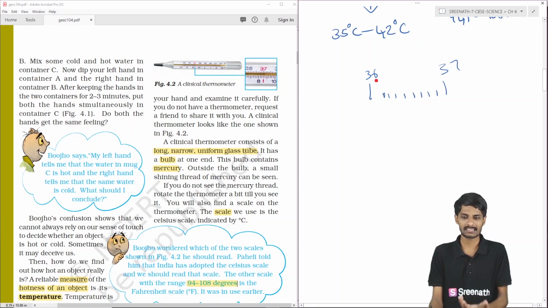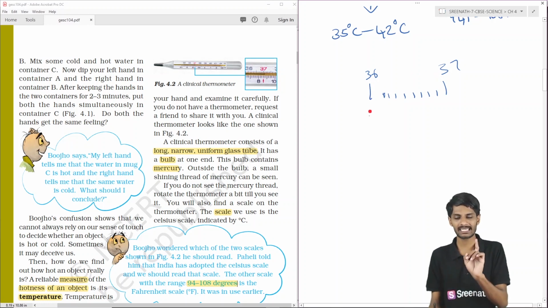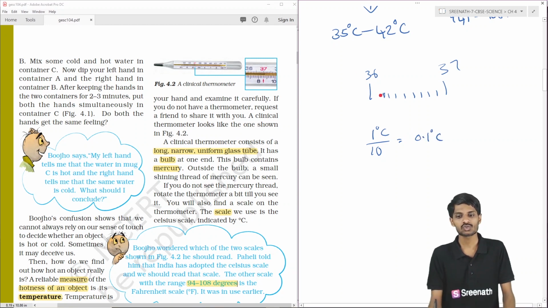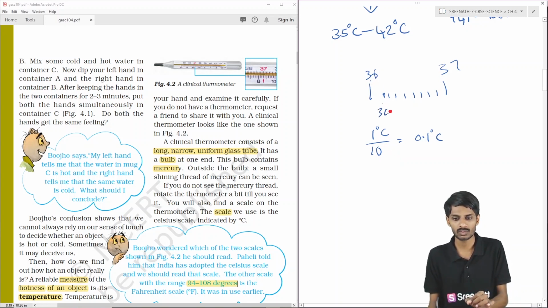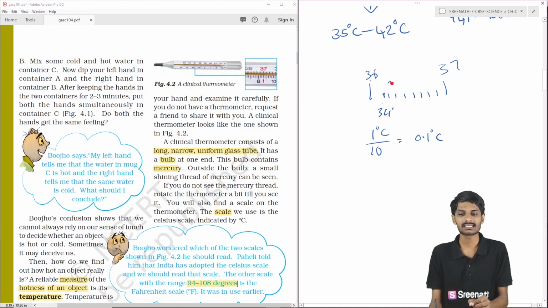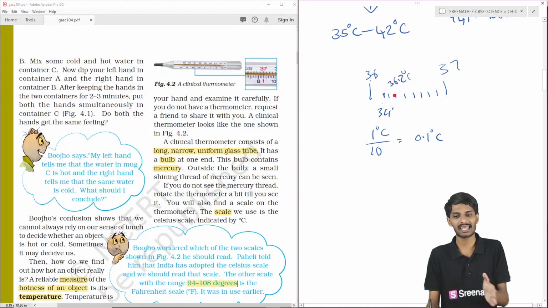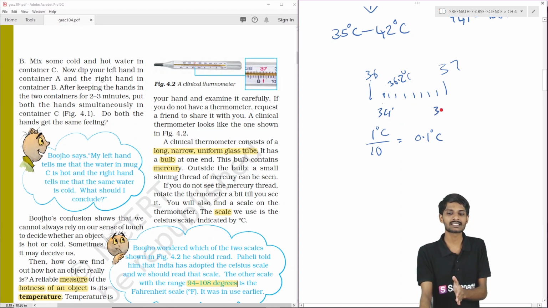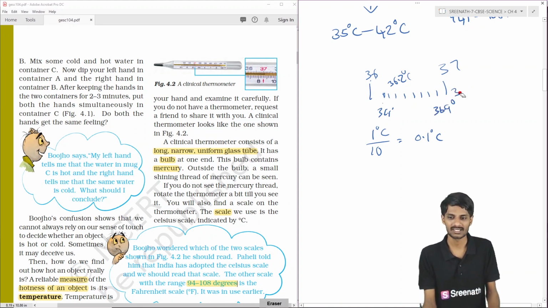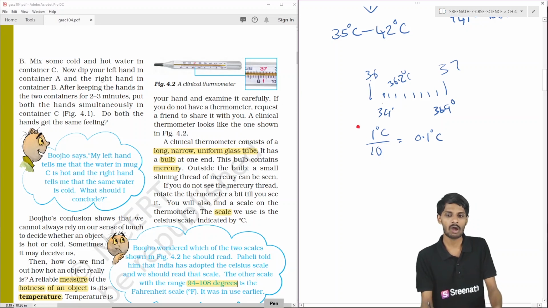So there are 10 lines and the difference is 1 degree Celsius. 1 degree Celsius divided by 10 is 0.1 degree Celsius. So each line represents 0.1 degree Celsius. Here that is 36 degrees Celsius, here 36.1 degrees Celsius, here 36.2 degrees Celsius. Like that, students, finally here 36.9 degrees, and here that is 37 degrees. In this way you have to measure.